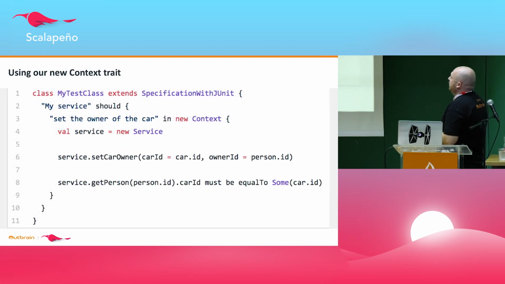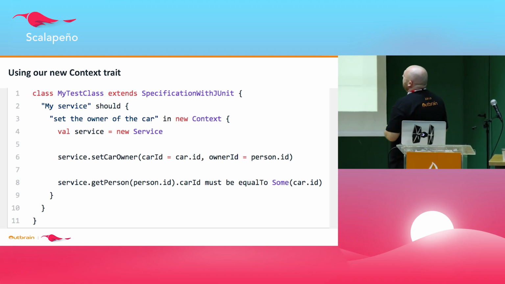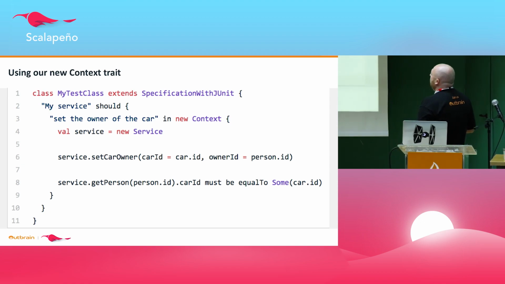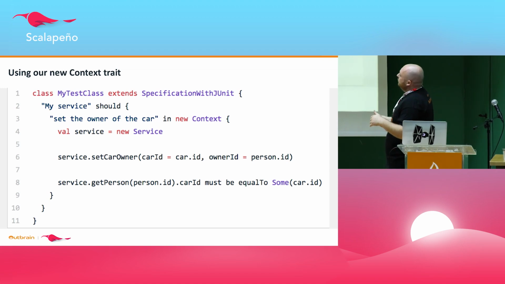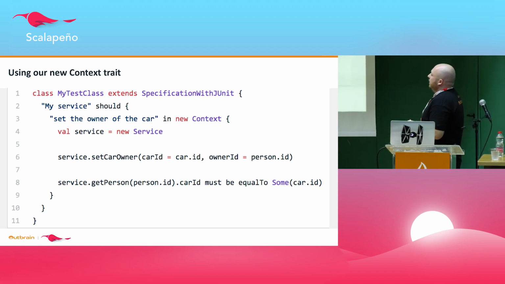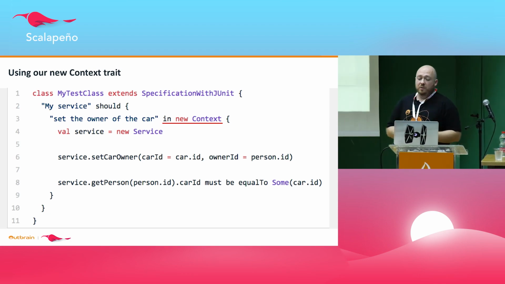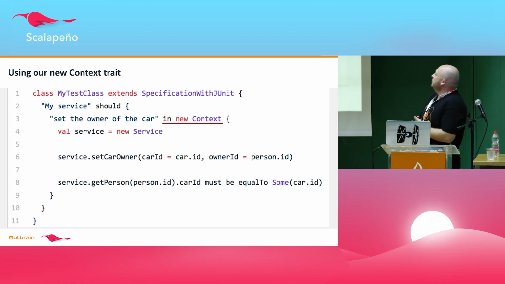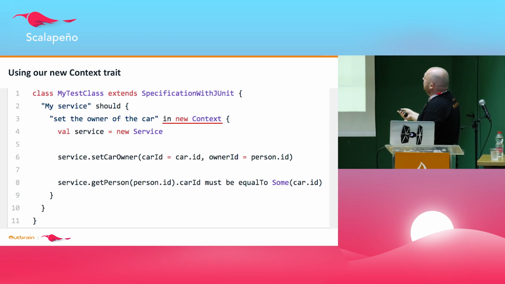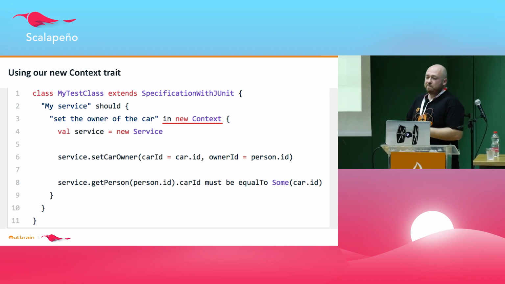Simple. We have a test class, we have one test in it. We're setting the owner of the car in new context, and we get a fresh state for each and every test. Then we proceed to initialize the service and set the owner of the car, and then test our API. It was clean, simple, and we just needed to add this new context at each and every test, and we get a new state at each and every test.